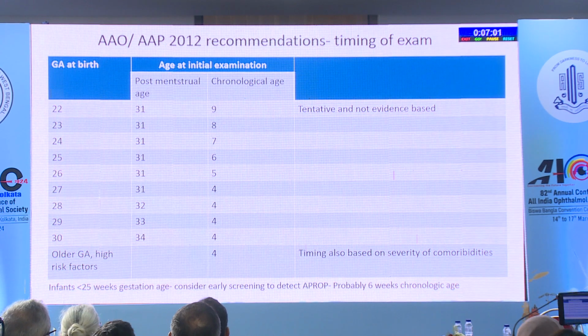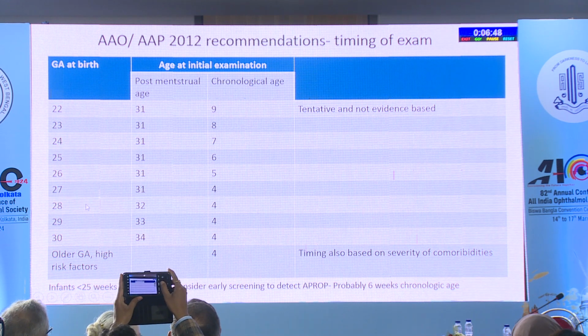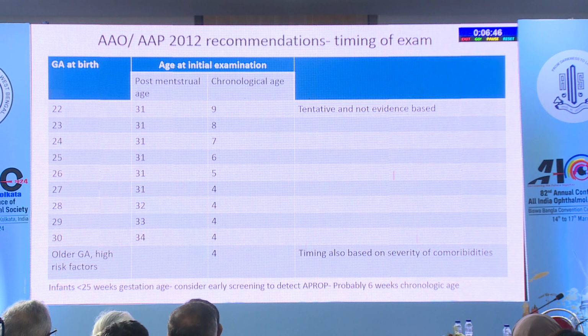So the recommendations for timing of examination are based upon post-menstrual age more than chronological age. But if you understand that for any child born beyond 27 weeks of gestation, you follow a chronological age of 4 weeks after birth. Below 27 weeks of gestation, you follow the post-menstrual age of 31 weeks. Now, it doesn't harm us if you examine at 4 weeks for everybody, so that even if there is an AP-ROP, you will not miss it.